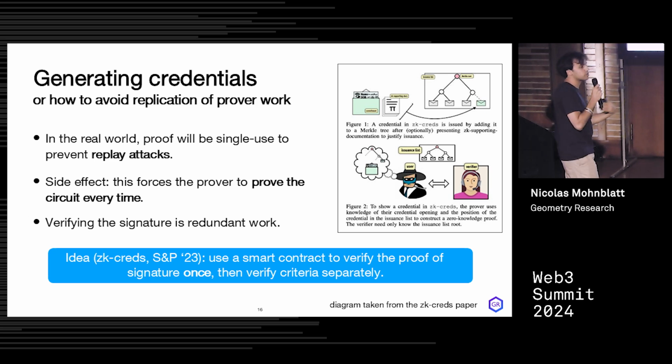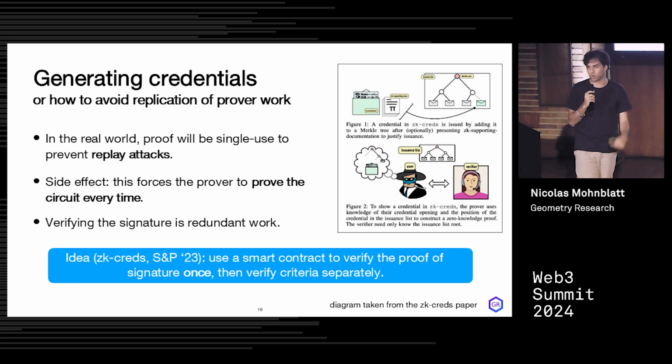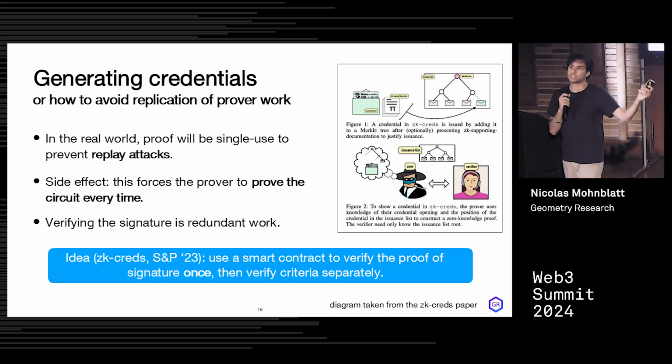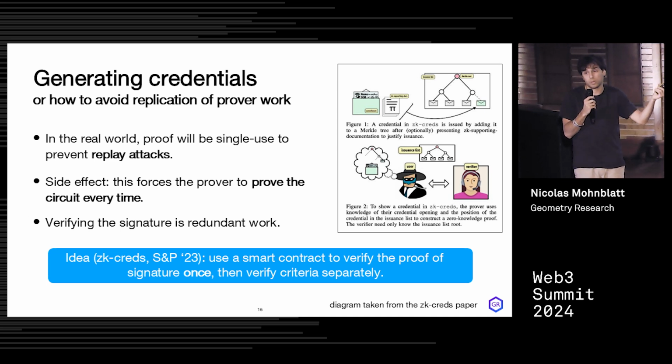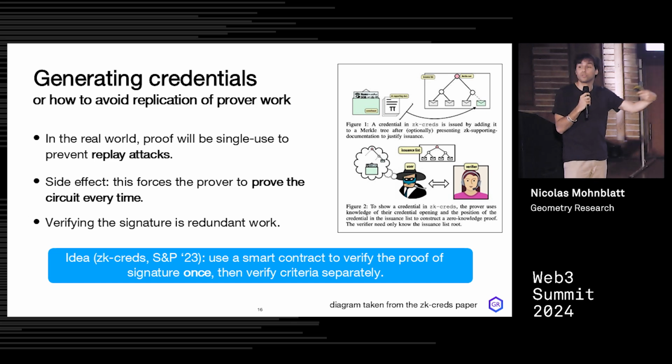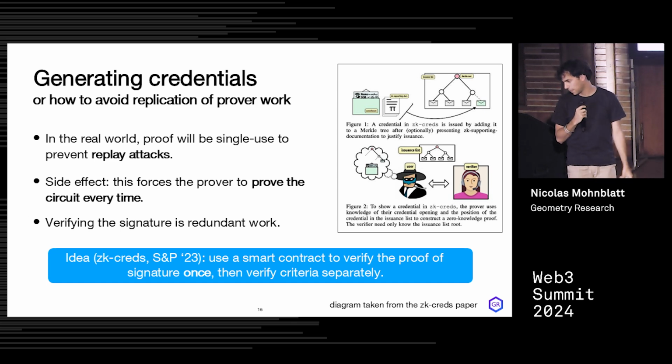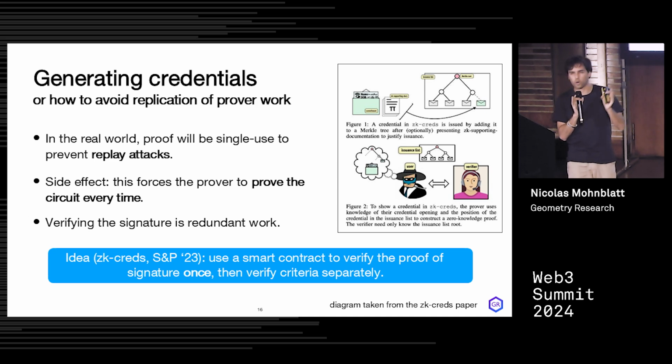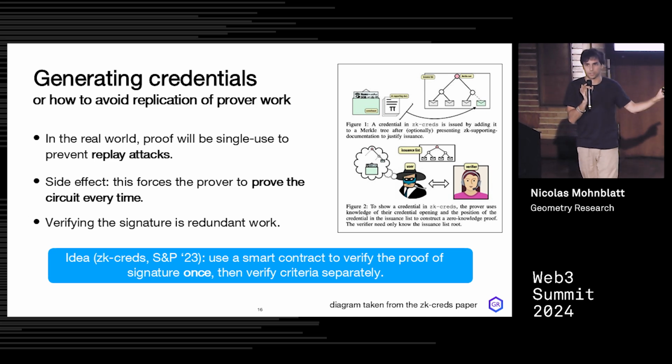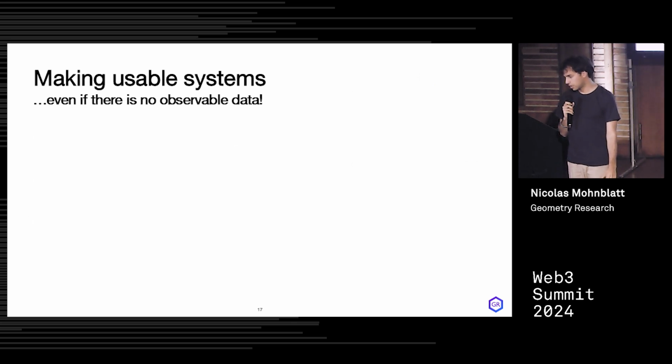Then figure 2, I can go to any verifier who's online and say, hey, my credential lives in that tree. And it's only been added to the tree because the smart contract verified my proof of a signature. And here is a proof that I matched the criteria. So you sort of split this into two parts. And in a way, you're caching the verification of the signature. Cool.